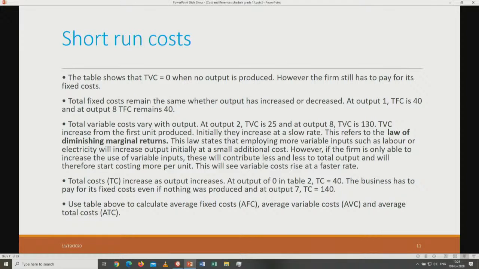This law of diminishing marginal returns says that when we employ more variable inputs, or more variable factors of production such as labor or electricity and water, it will increase the output initially at a small additional cost. However, if the firm is only able to increase the use of variable input, these will contribute less and less to the total output and will therefore start costing more per unit. So this will see variable cost rise at a faster rate.